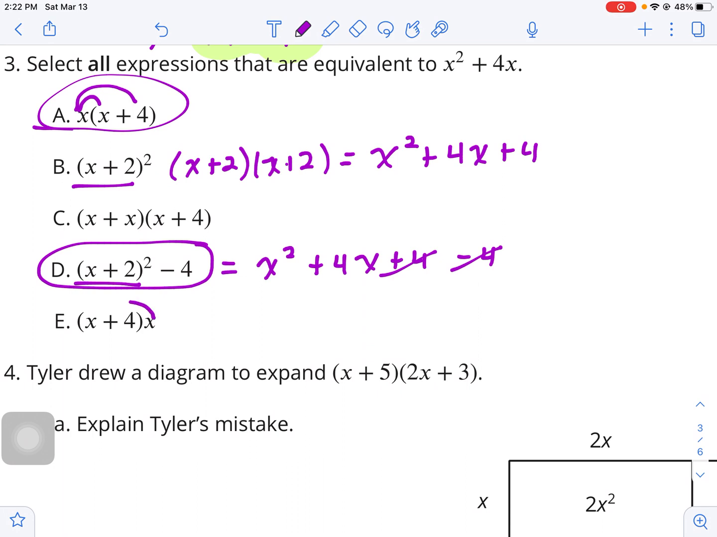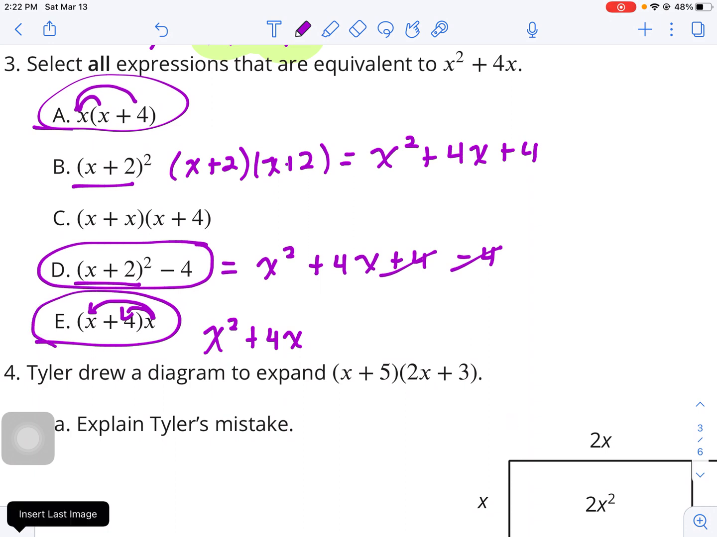And then this one, I'm just multiplying, from the right side, so I do get x squared plus 4x. And so E would be an equivalent expression also. So A, D, and E are all equivalent to x squared plus 4x.